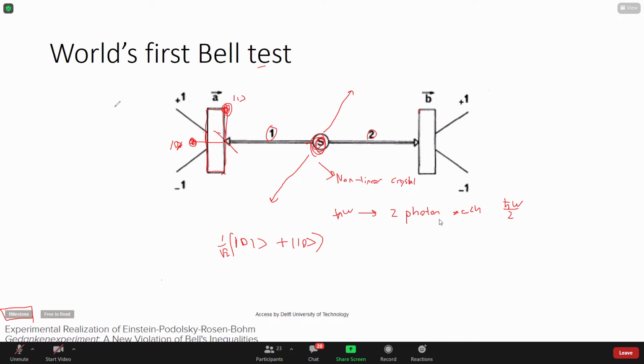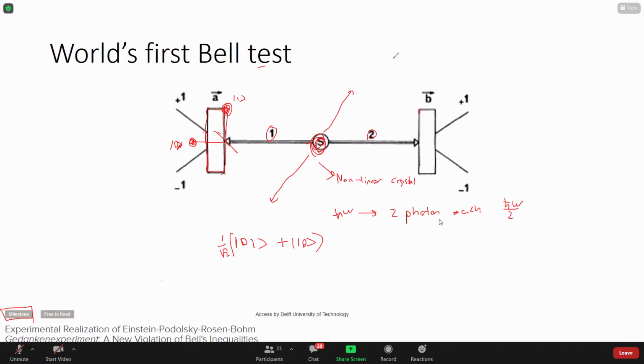Any questions about this experiment, or about this way of doing quantum experiments in general? No questions? Okay, then I will just go here and I will save.